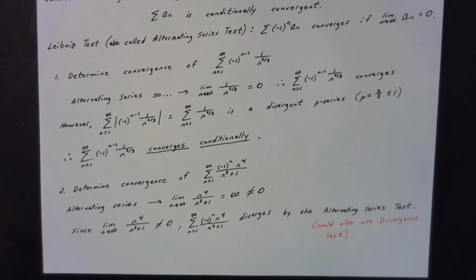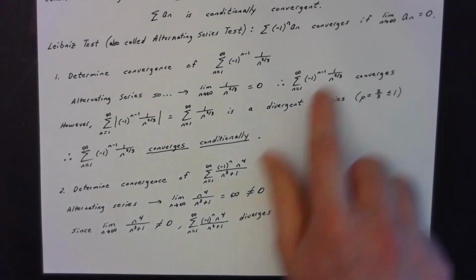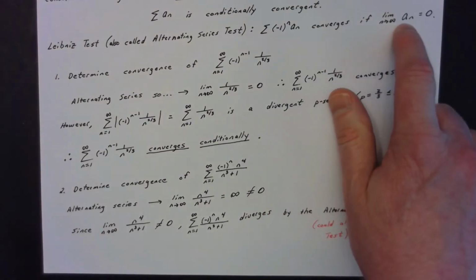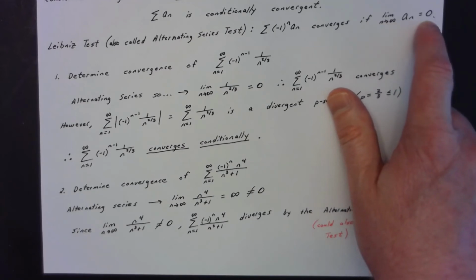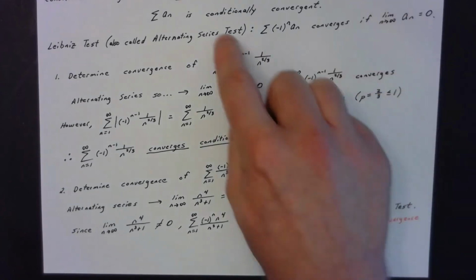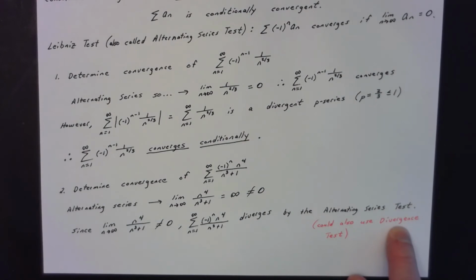The divergence test, if you remember, all it says is if you try to plug in the limit as n approaches infinity of a sub n, if it's not equal to 0, then the series diverges. Now, if it is equal to 0, it doesn't say it converges. The alternating series test would tell you it does converge if the limit as n approaches infinity of a sub n would equal 0. But either by the alternating series test or the divergence test, clearly I can say it's not 0, therefore this diverges.